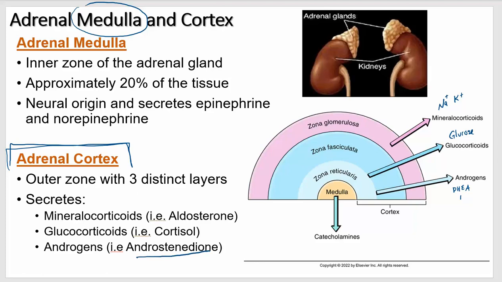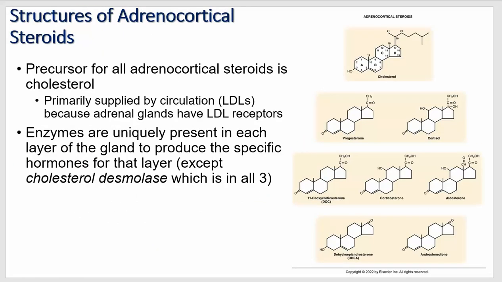All right. So that's what's being released there. These are the hormones, but the reason you think mineralocorticoids is because it's going to have an effect on sodium and potassium. This is going to have an effect on glucose. However, androgens, those include the DHEA and androstenedione.